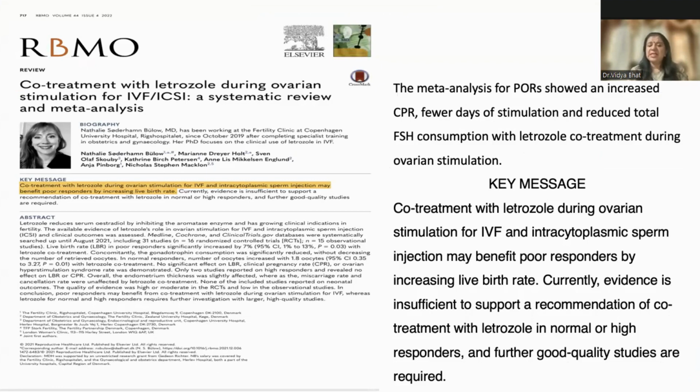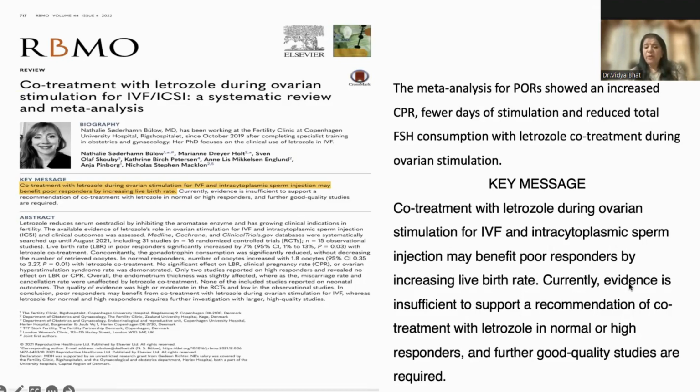So the key message is, in our center, we do give a lot of letrozole for poor responders. We give a 5 mg step-up dose. That is, first day it is 5 mg, second day it is twice 5 mg, third day it is 3 times, fourth day it is 4 times 5 mg, and the fifth day, the last day, it is 5 times 5 mg.